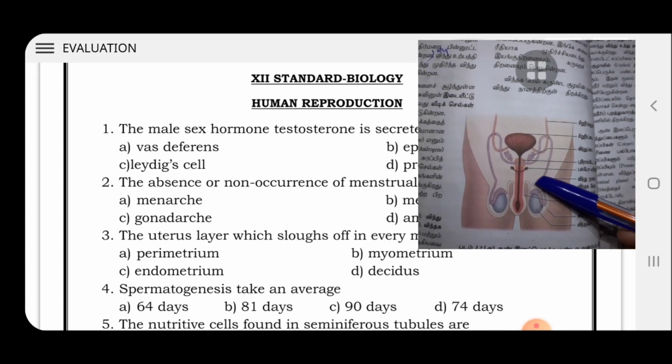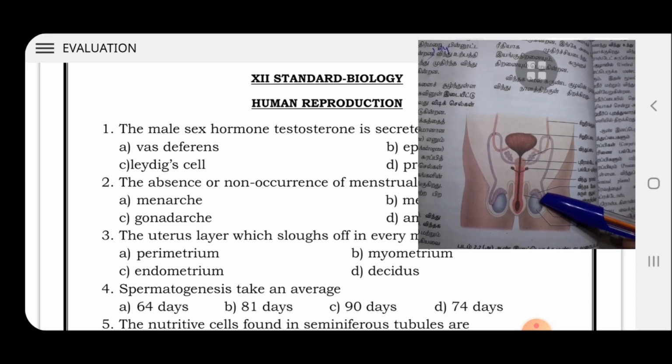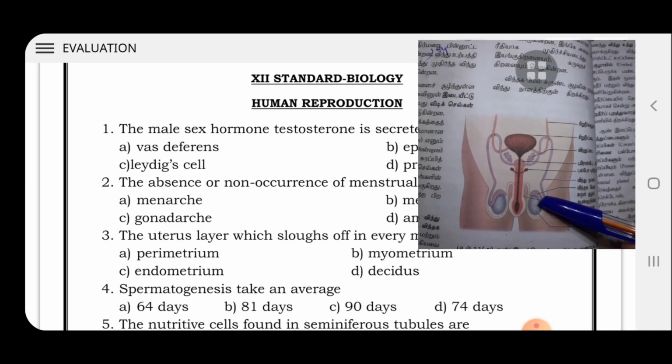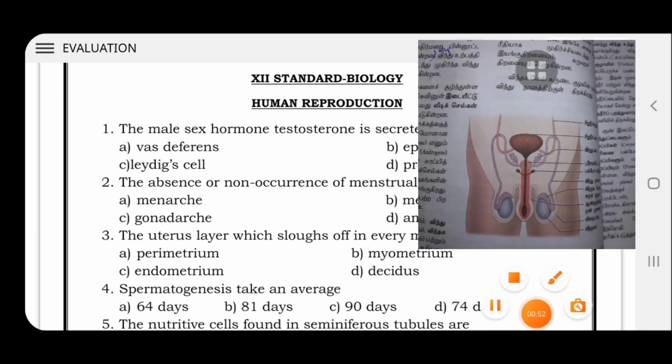And these testes are made up of fine coiled tubes called seminiferous tubules. The seminiferous tubules contain Leydig cells that secrete the male sex hormone called testosterone. So here the answer is Leydig cells.